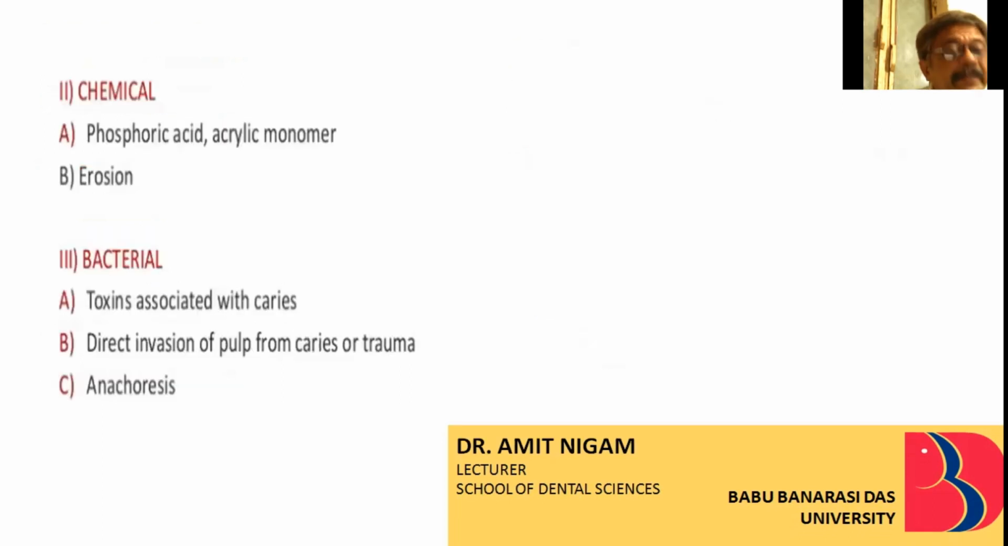Then we have chemicals. What all comes under chemicals? We have phosphoric acid, acrylic monomer, and the second one is erosion. Erosion is again a wasting disease which has a chemical origin, right? So we have phosphoric acid and erosion. Then we have bacterial. What comes under bacteria? First, toxins associated with caries. Then direct invasion of the pulp from caries or trauma, and ankylosis. Ankylosis is the transportation of the microbes to the site of inflammation through blood or lymph, right?